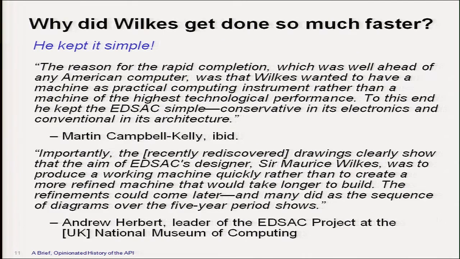But that machine, EDVAC, didn't actually come into operation until 1951, 2 years later, and then only on a limited basis. It didn't do any useful work until 1956, at which time EDSAC had been working for 7 years, which raises an interesting question. Why did Wilkes get it done so much faster? Given that he started later, why did he finish his machine so much earlier? And the answer is straightforward. He kept his machine simple.